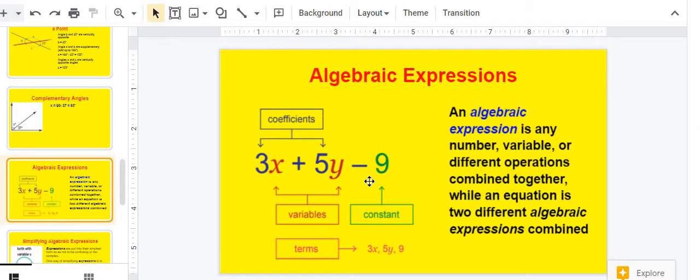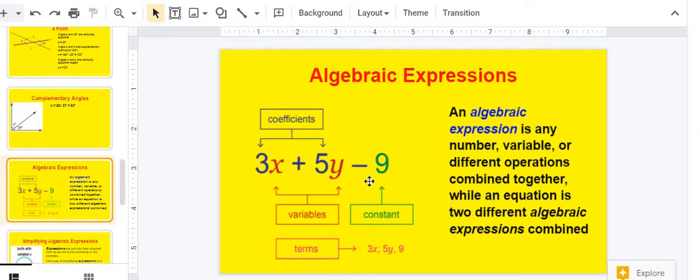Okay, so these are the different parts of your algebraic expression. It's the same for algebraic equations as well, but we're just focusing on expressions now. Okay, so the coefficients, as we said before, are the numbers that are in front of the variable. Now, your coefficient is the number that is being multiplied by the variable. Your constants now are the numbers by themselves. So remember the difference between coefficients and constants.